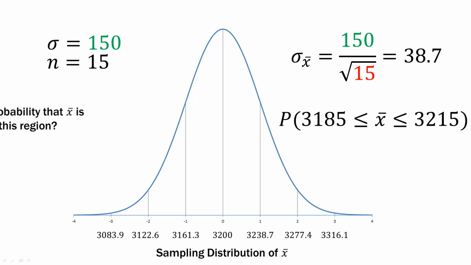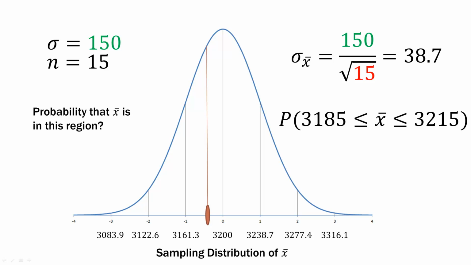Now the question we're asking ourselves is, what is the probability that our sample mean is within this region as defined over here on the right? So we have those numbers in our probability statement on the right, and then on the bottom we have the scale of this distribution. Now remember, because the sample size is small, our distribution is going to be relatively wide. So let's go ahead and plot 3185 and 3215 onto this normal distribution.